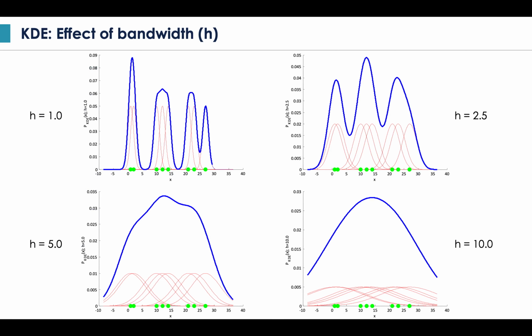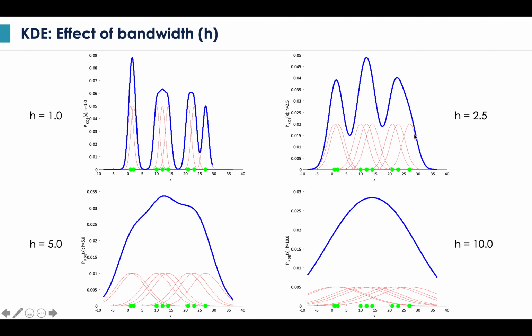As you can see, h or the variance is a very sensitive parameter, and the whole density estimate can vary a lot with different values of h. So for a very low value of h, as you can see on the top left chart, the density estimate is very precisely fitted, or we can say it's overfitted to the data points.